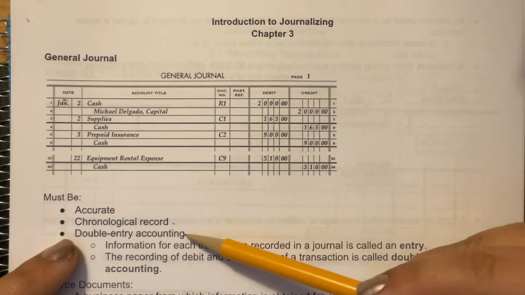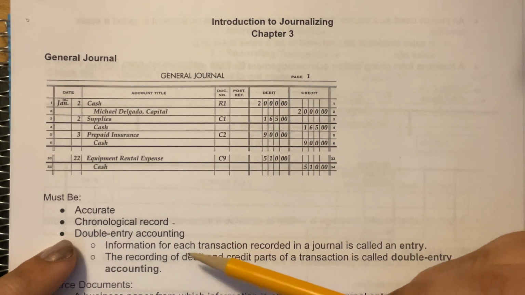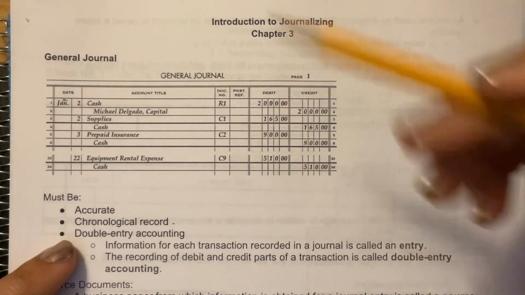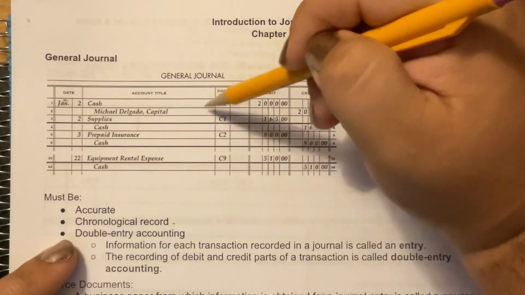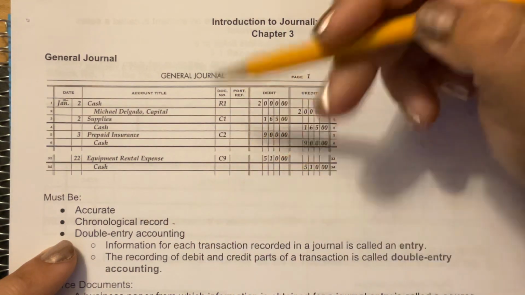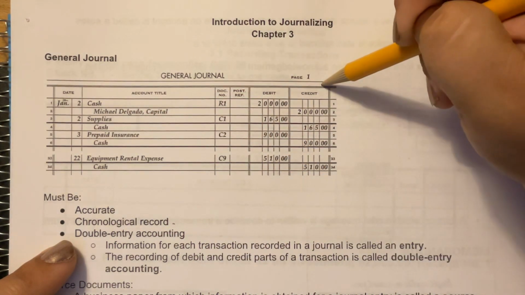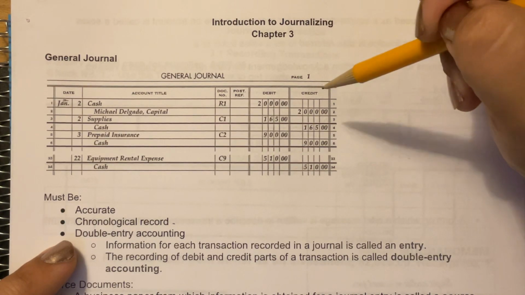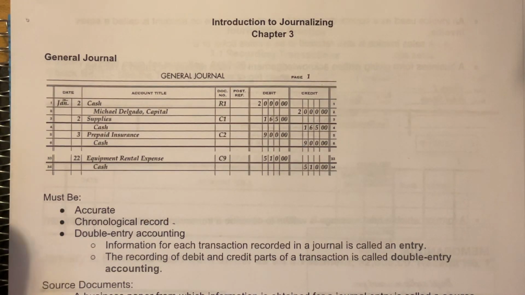Now we have to learn about what type of accounting we are doing. So the information for each transaction recorded in the journal is the entry. So this portion right here is the entry. The double part is actually the recording of the debits and the credits. We are doing double entry accounting. That is what is mandated for us to do.